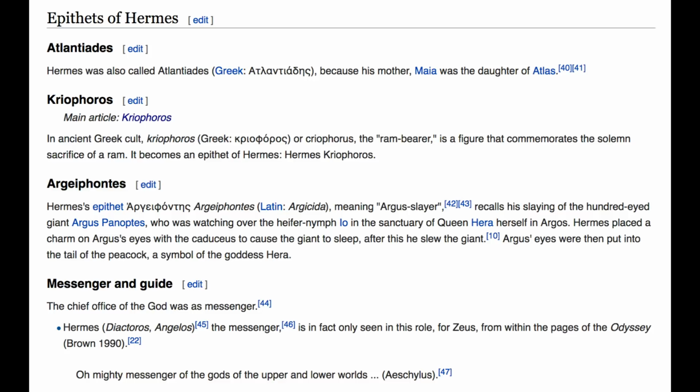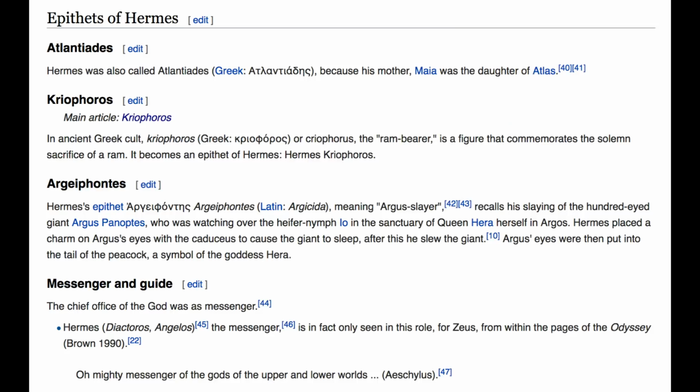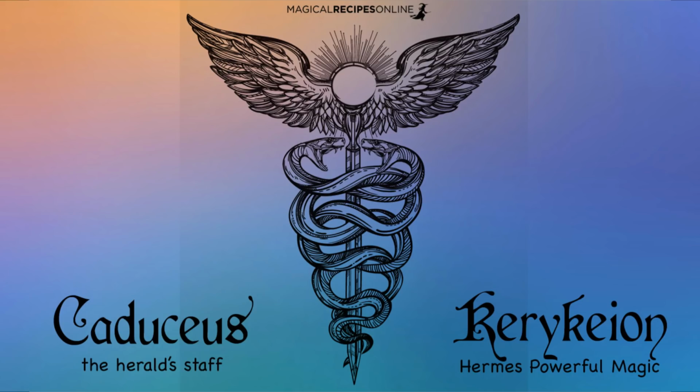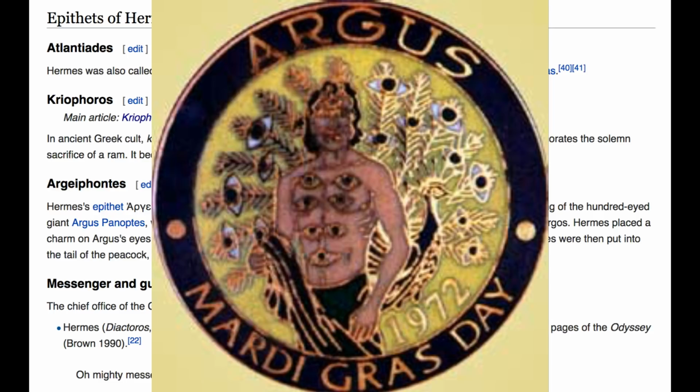It says here, Hermes' epithet Argeiphontes, meaning Argus' slayer, recalls his slaying of the 100-eyed giant Argus Panoptes, who was watching over the heifer nymph Io in the sanctuary of Queen Hera herself in Argos. Hermes placed a charm on Argus' eyes with the caduceus to cause the giant to sleep. After this, he slew the giant. Argus' eyes were then put into the tail of the peacock, a symbol of the goddess Hera.